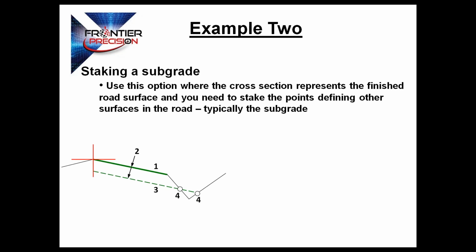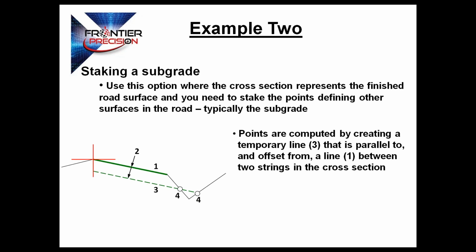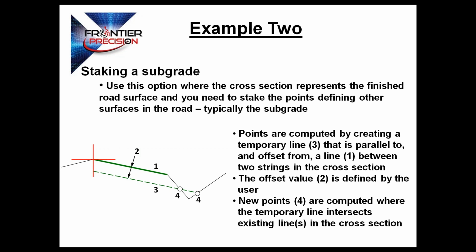So if we look at this image here, the points are computed by creating a temporary line, which is defined here as this dash number 3 line, which is parallel to and offset from a line between two strings in the cross-section. So basically we're selecting our finished surface here between these two string lines. We're telling it to offset, and we're creating this dashed line here. So the offset value displayed by 2 right here is defined by the user or by us. We key that in. And then the new points shown here as number 4 are computed wherever this temporary line intersects any existing lines in the cross-section. And then these points can then be selected on the screen for stakeout.